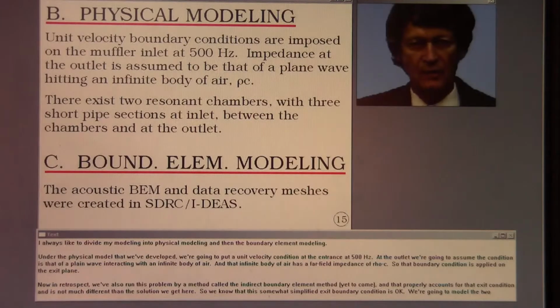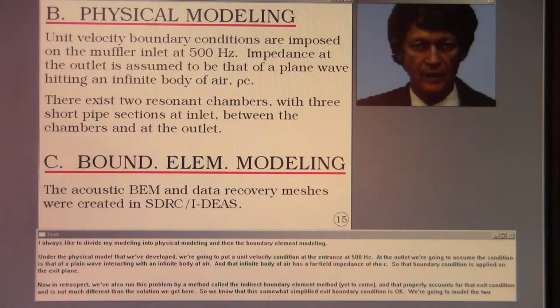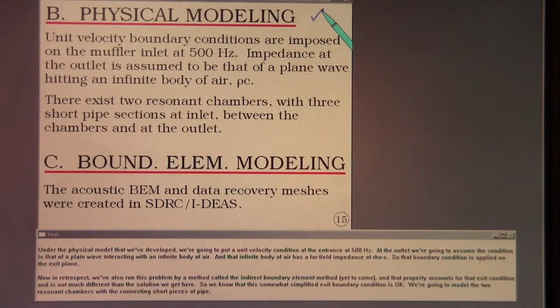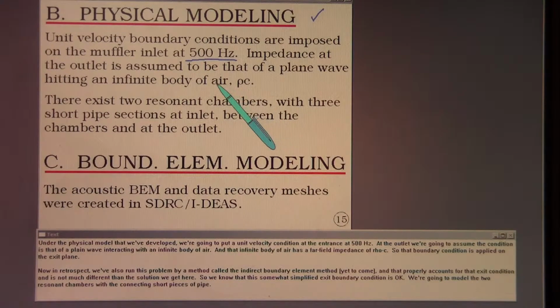I always like to divide my modeling into physical modeling and then the boundary element modeling. Under the physical model that we've developed, we're going to put a unit velocity condition at the entrance at 500 Hertz. At the outlet, we're going to assume the condition is that of a plane wave interacting with an infinite body of air, and that infinite body of air has a far field impedance of rho c. So that boundary condition is applied on the exit plane.